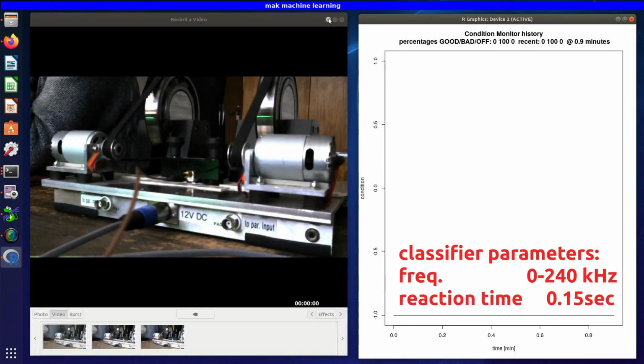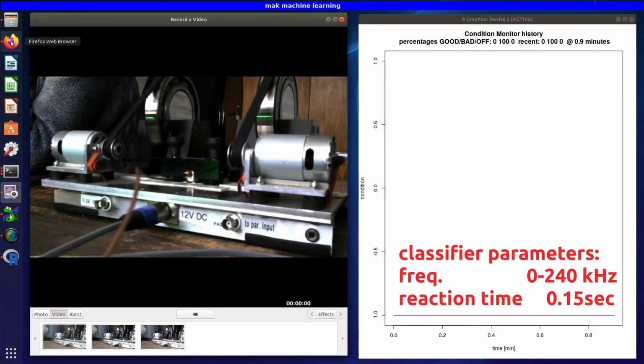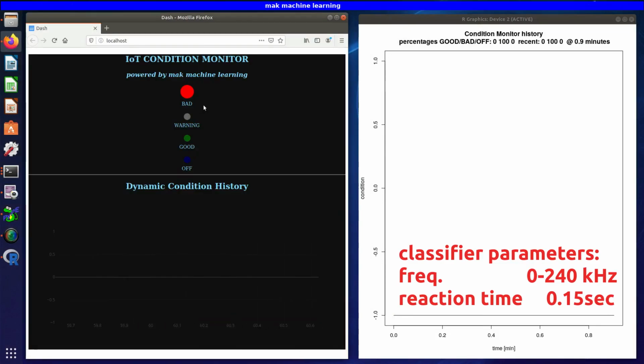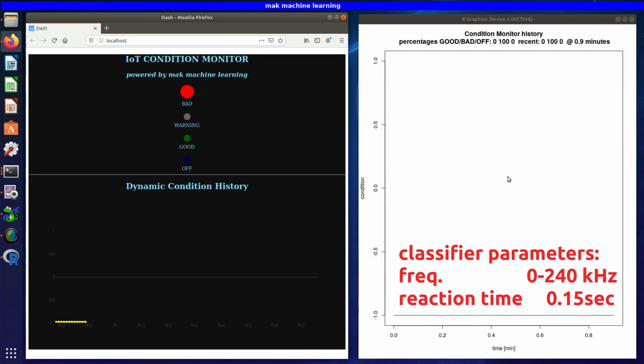Classifier parameters. The frequencies specified define the frequency range the classifier will look at for analyzing the signal. A reaction time of 0.15 seconds means the classifier will look at 0.15 seconds of the signal for deriving a decision. The overall response time of the condition monitor is larger, depending on a smoothing window parameter and the update cycle of the web browser dashboard and data transmission delay via internet.